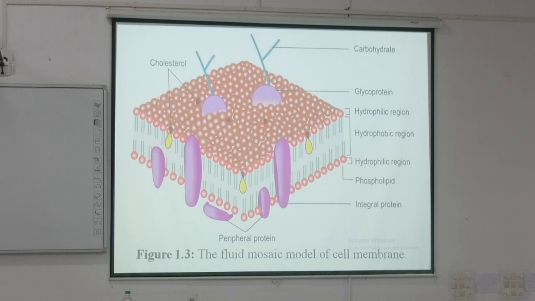That is the fluid mosaic model. You already know that it contains carbohydrate moiety, cholesterols, glycoproteins. What is glycoprotein? Protein plus carbohydrate. It is not like mathematics, protein plus 2 plus 10. It is a conjugated protein. It is a complex protein that contains carbohydrate moiety attached to the protein molecules. Give your answer with your clarification.